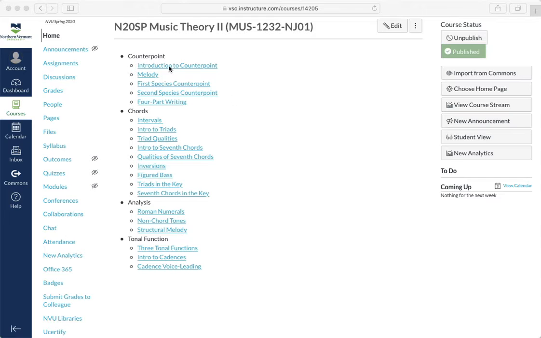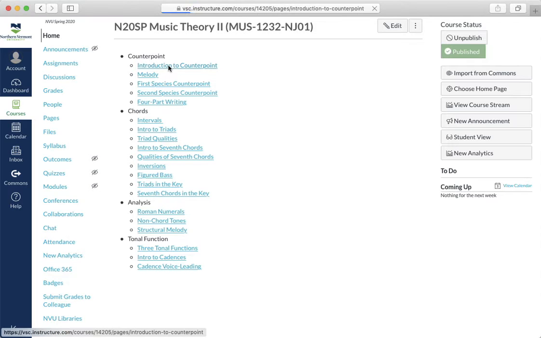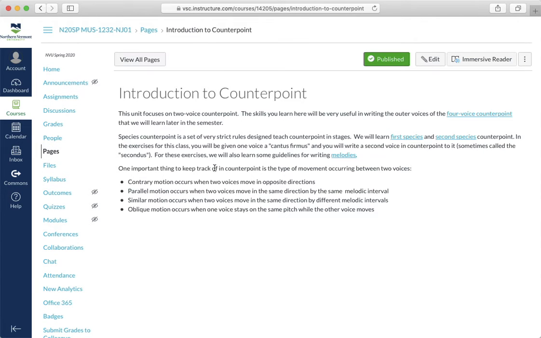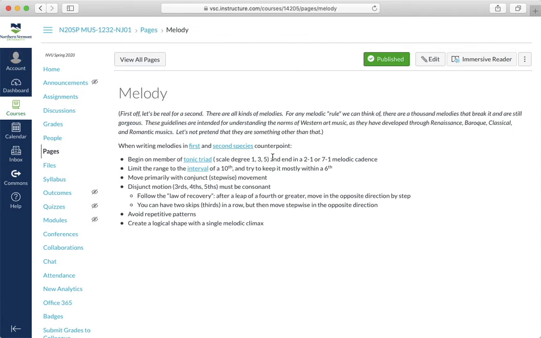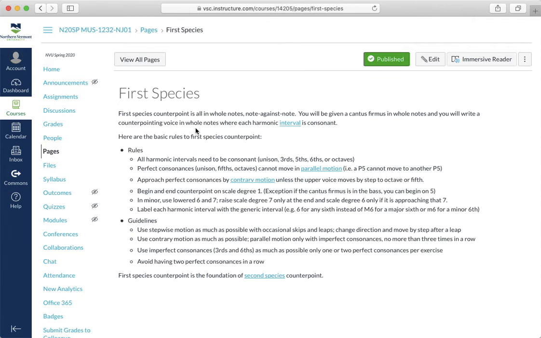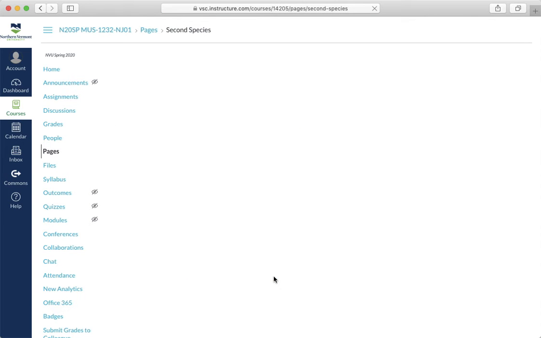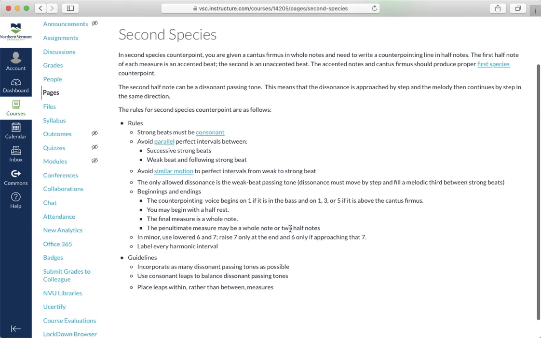The first one is counterpoint, which offers you an introduction to counterpoint and talks about different types of motion: contrary motion, parallel motion, similar motion, oblique motion. Each of these little pages has hyperlinks in them, so you can go directly to the guidelines for writing melody. You can move into discussions of first species counterpoint, which gives you the rules and additional guidelines, and second species counterpoint and the rules for that.